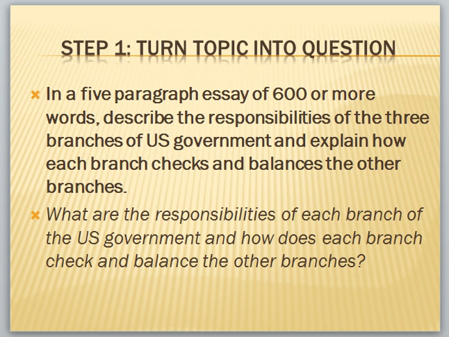In a 5-paragraph essay of 600 or more words, describe the responsibilities of the 3 branches of U.S. government and explain how each branch checks and balances the other branches. Now, it's important to turn the topic into a question with a question mark for 2 reasons. First of all, it clarifies what you're going to be writing about. So when you look at this topic, the question that you're actually being asked here, if you had to rewrite it with a question mark, is this: what are the responsibilities of each branch of the U.S. government, and how does each branch check and balance the other branches? This clarifies, okay, I know I'm going to have to write an essay about the 3 branches and how they check and balance each other. That's what I'm going to be writing about.